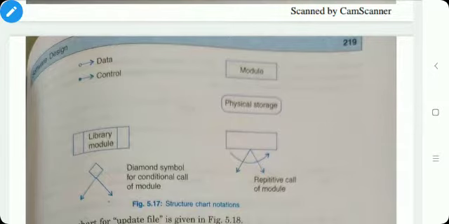the structure chart, like the rectangle for the module. Library module is given by the rectangle with double edges, and the diamond symbol for the selection.